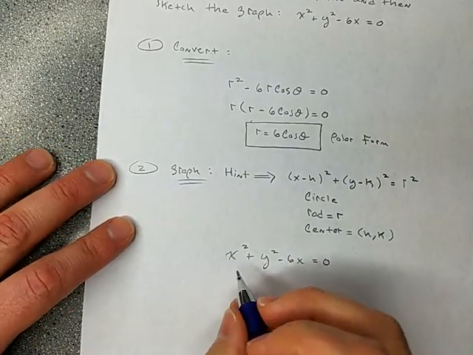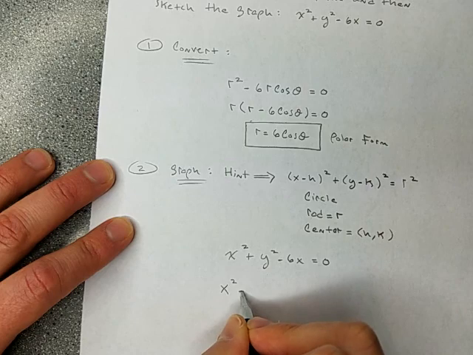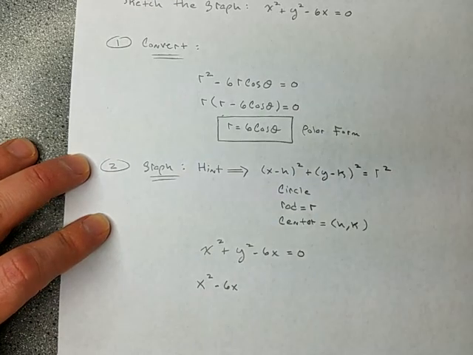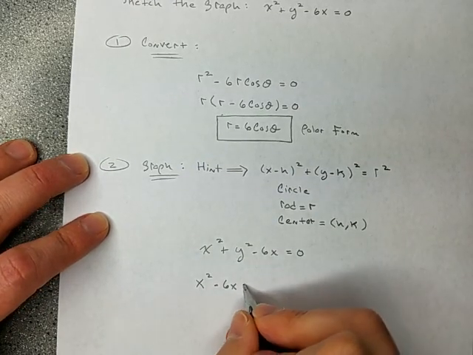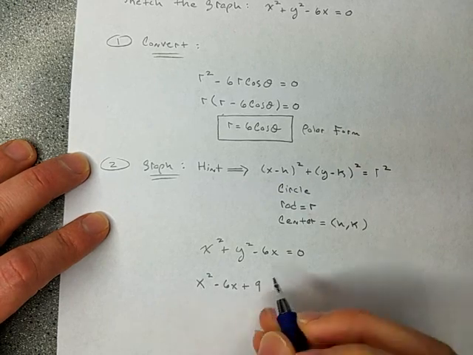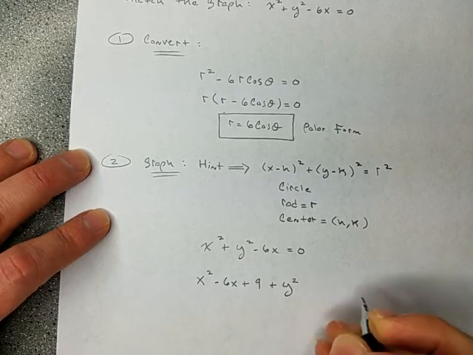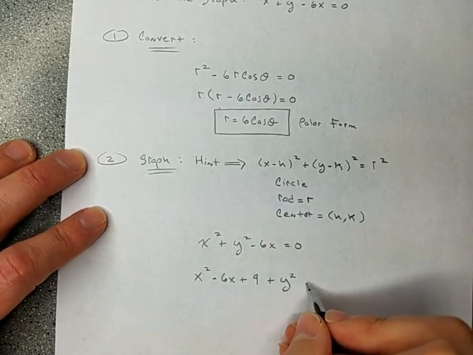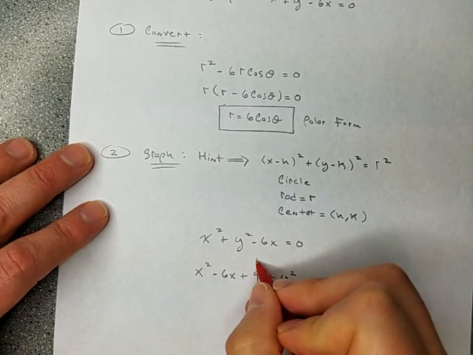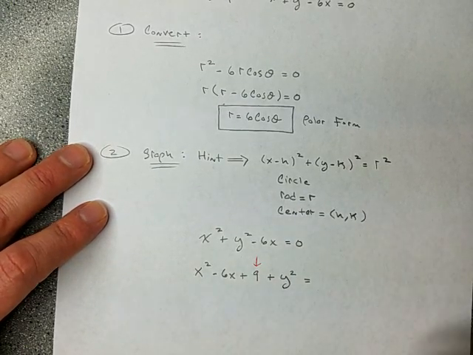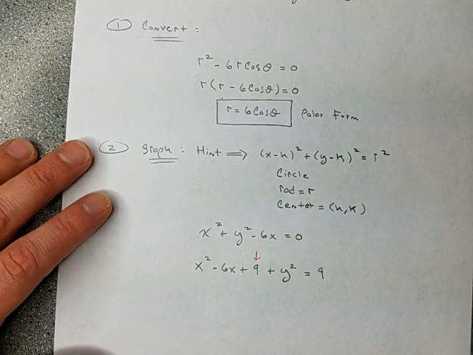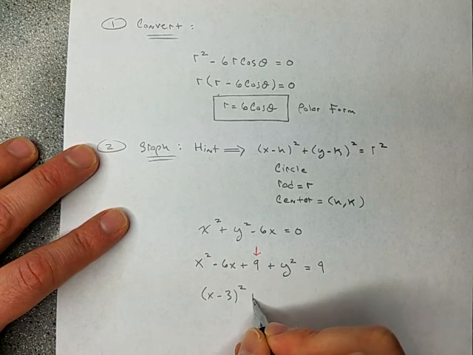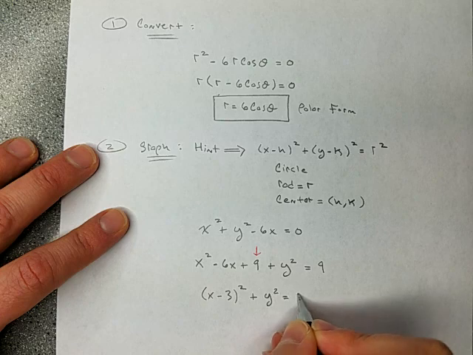Now let's do some rearrangement. x² − 6x. What else needs to be there for it to factor like that? Well, what's half of 6? That's 3, and if I square it, I get 9. Plus y², well, that's like (y − 0)², so it's already the way I want it. I just needed to add in that 9. But I have to keep the equation balanced, so I have to add a 9 there too. So here goes: (x − 3)² + y² = 9.